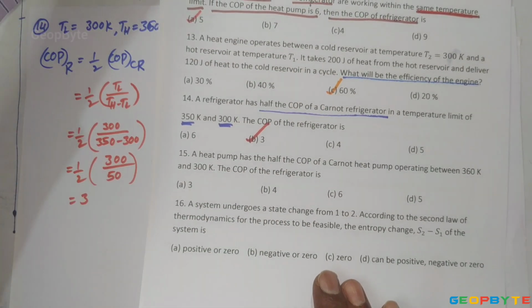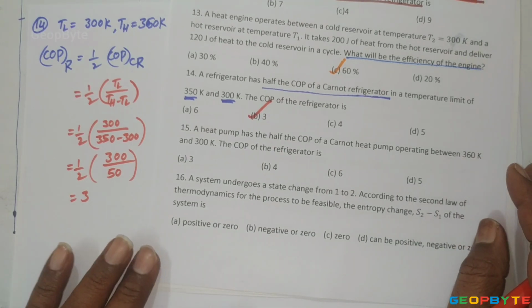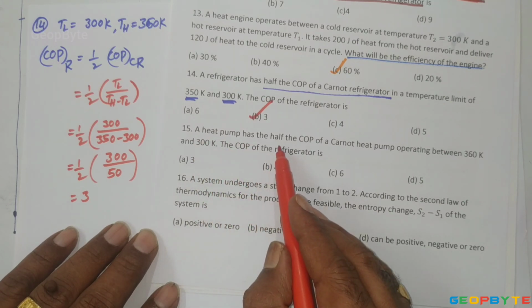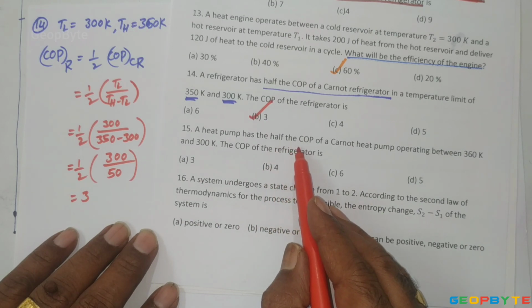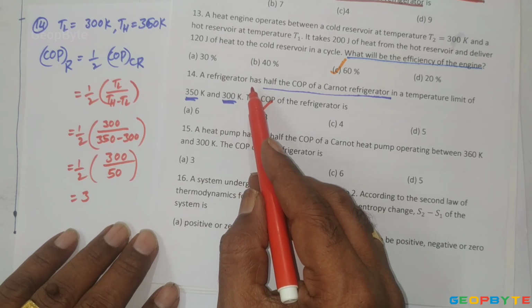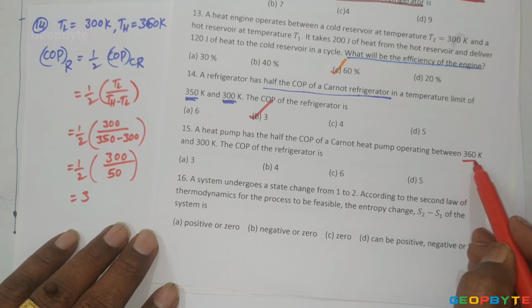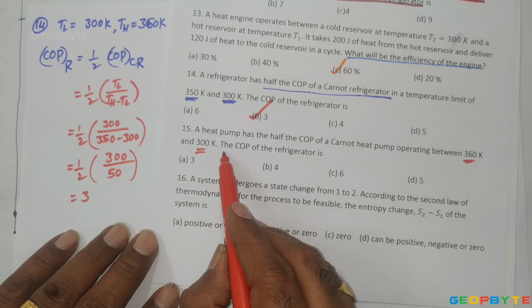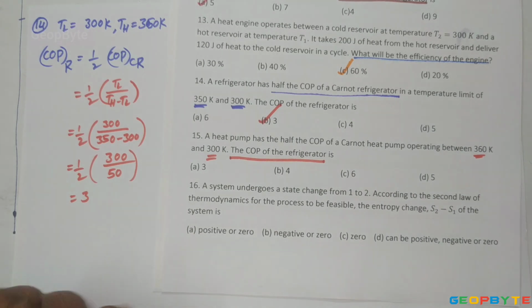Look at the 15th problem. 15th problem is a heat pump has half of the COP of Carnot heat pump. Okay, the 14th problem is for refrigerator. This is for heat pump. Between the temperature limits 360 Kelvin and 300 Kelvin. Then what is the COP of the refrigerator?